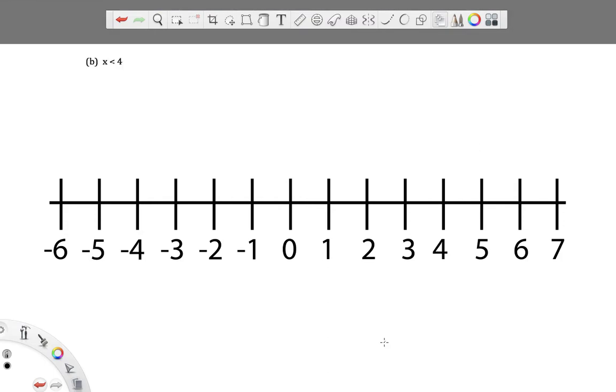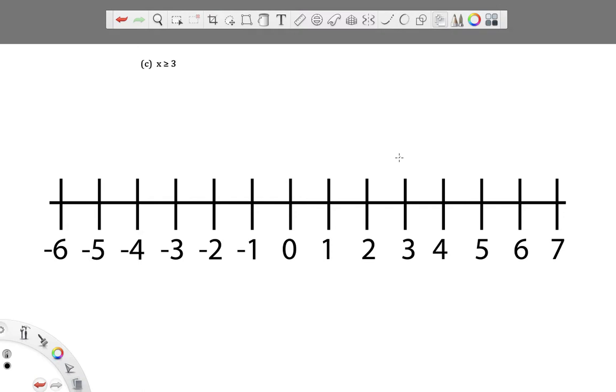Now the inequality x is less than 4. Again, if there's no equal to part, we put an open circle like that, and it's the numbers which are less than 4. The numbers that are less than 4 are on the left hand side of the number line. So we put our arrow like that.